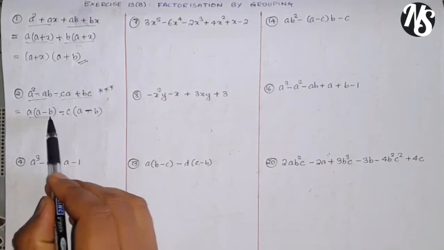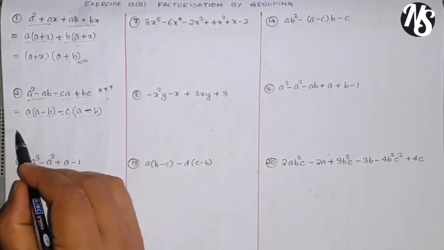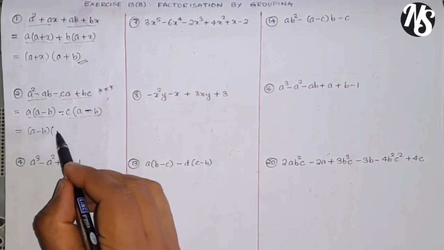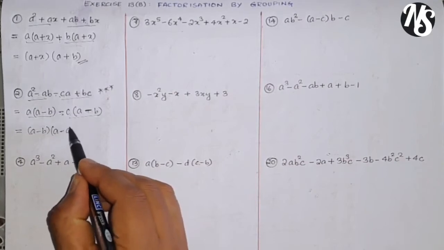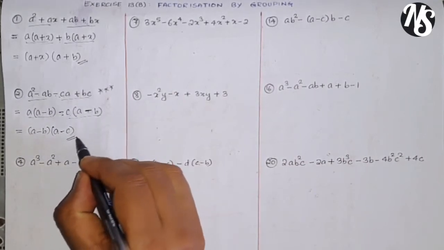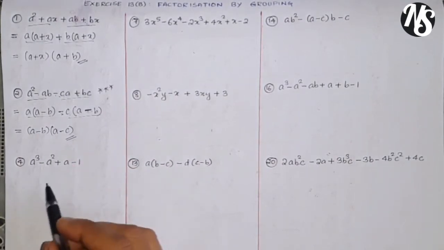Now this is one term, this is another term, so a minus b is common, isn't it? So take out a minus b outside, so from here a is left, and from here only minus c is left. A minus b is gone, so only minus c is left. So this is your answer for this particular question. Let's see the next one.